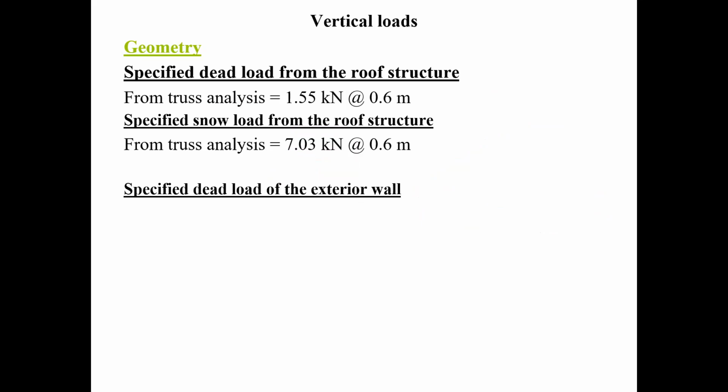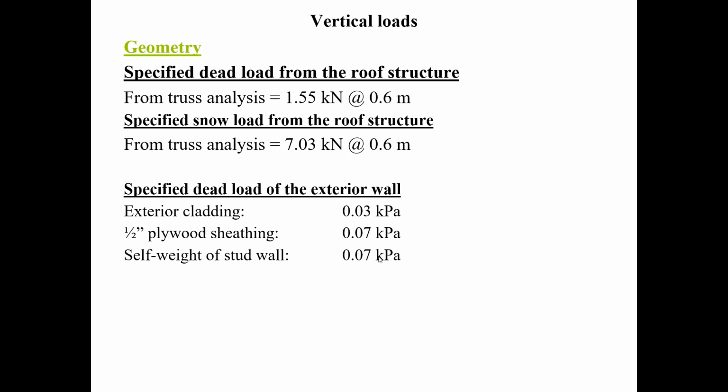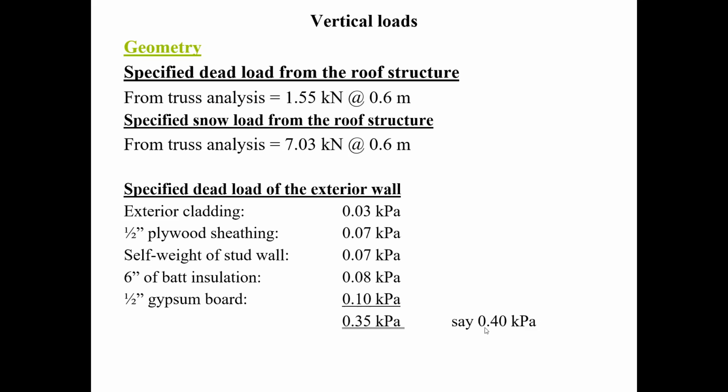It carries the plywood, the insulation, and the sheeting on the inside. That is dead load. So if you want to account for that, what you do is use exactly the same values that we used when we were calculating the perimeter footing. I don't think I've changed any of these values. I use the same thing: the exterior cladding, the plywood, the self-weight of the stud, the insulation, and the gypsum board, and I rounded up to 0.4 just in case. So this is what the wall weighs.